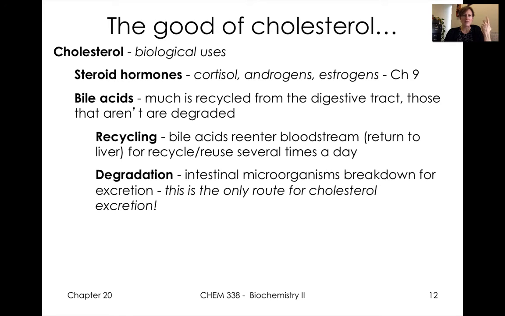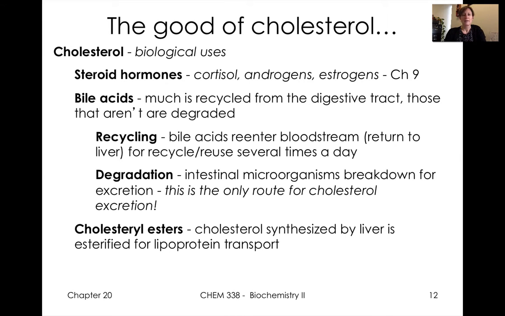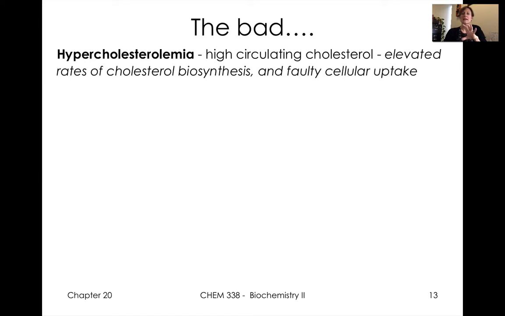Our steroids are derived from it. We make bile acids from steroids, and the main way of disposing of cholesterol is converting it into bile acids that we can then degrade in our intestinal tract. And so lots of good aspects to cholesterol. Your body needs cholesterol. You can't survive without cholesterol. But again, high circulating levels of cholesterol are where it's problematic.